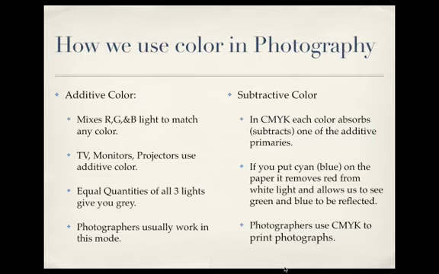Color is a huge thing with digital photography. There are two basic types of color, additive color and subtractive color. Additive color mixes red, green, blue light, RGB, to match any color there is. And that's used in TV monitors, TVs, projectors, any type of light in theater where they mix light to make certain colors. Equal quantities of all three lights will give you gray. If you do really bright, you get white.